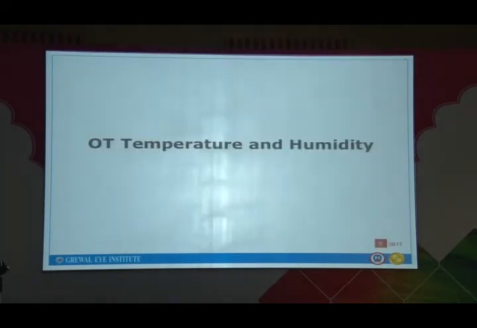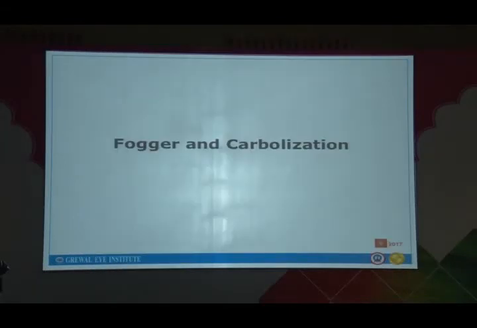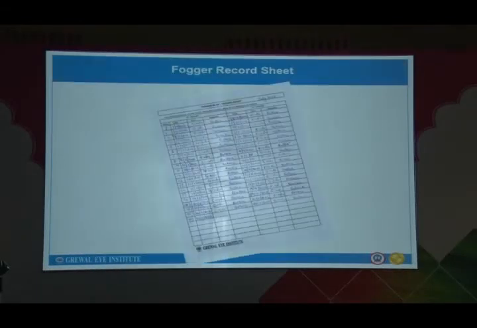It's very important to maintain a proper temperature and humidity. This is the chart where every day, every 2 hours, the temperature and humidity in the OT is recorded so that they can pick up some change taking place in the air conditioning and get the right person to correct it. Fogger and carbolization, similarly, record is maintained.